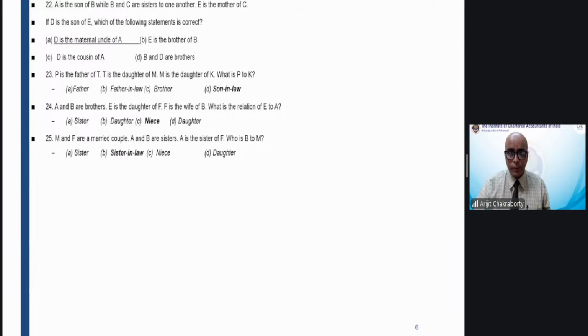B to M. So we can see that if we assume the relationship based on the facts given in this question, the relation is sister-in-law, who is B to M. The relationship is sister's husband. The option given is sister-in-law. So who is B to M? Here the relation is sister-in-law.